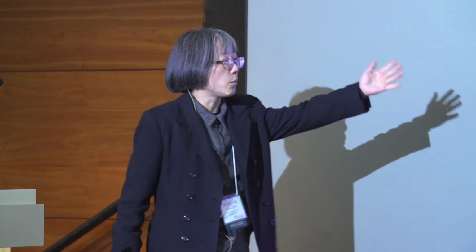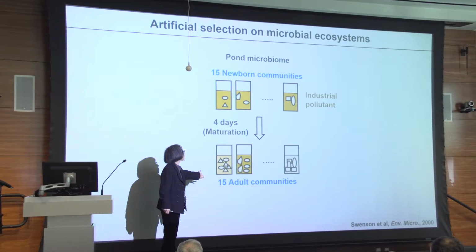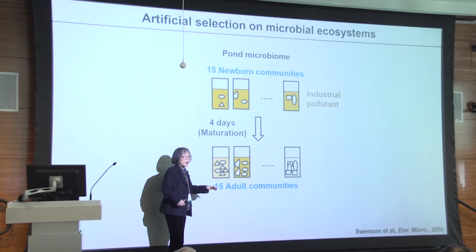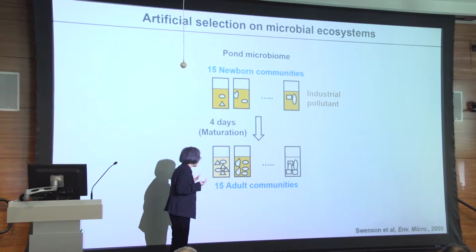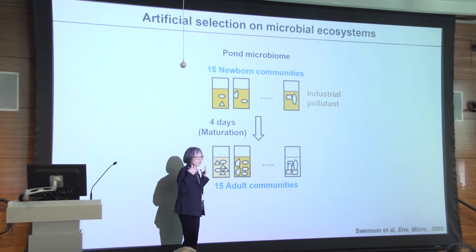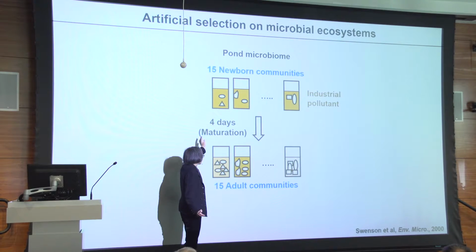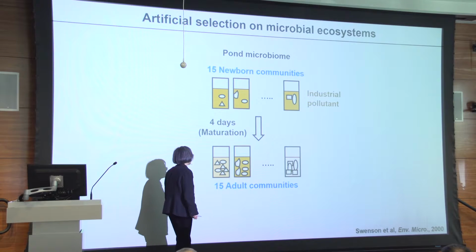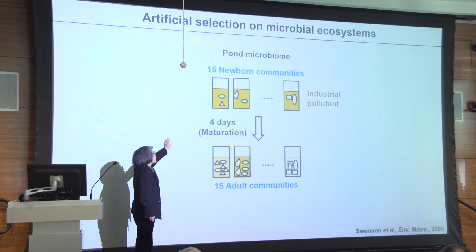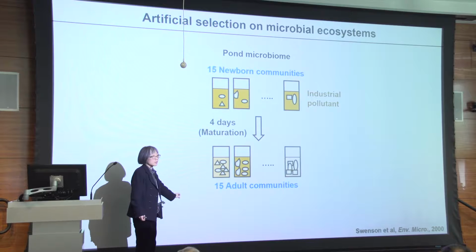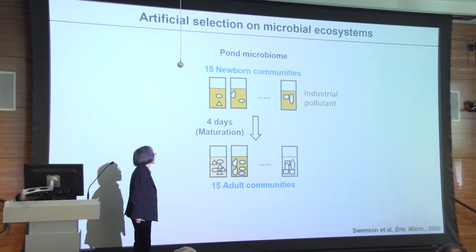And cells would grow, and we get 15 adult communities. And again, this is artificially chosen. So when I say adult, I do not necessarily mean that these communities have some specific physiological state, such as steady state ratio or saturation. This is all artificially done. So I sometimes would call newborn communities and adult communities, just as newborns or adults.